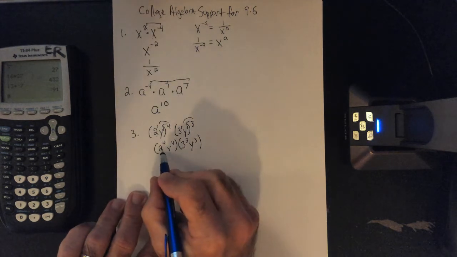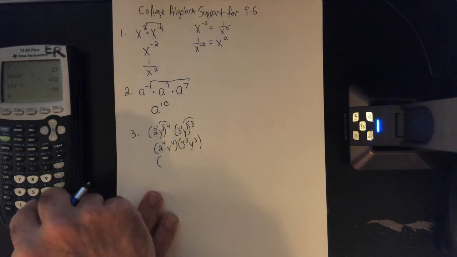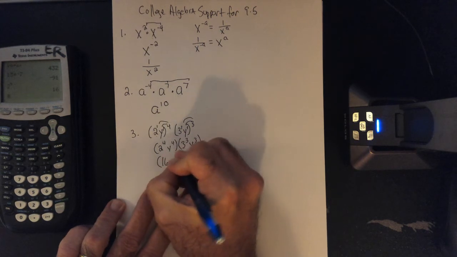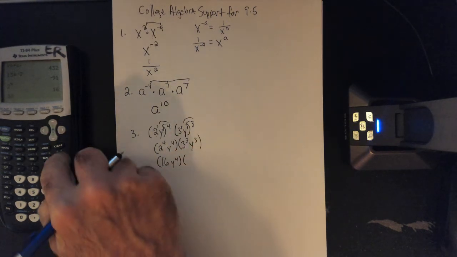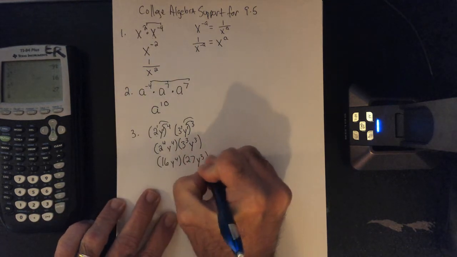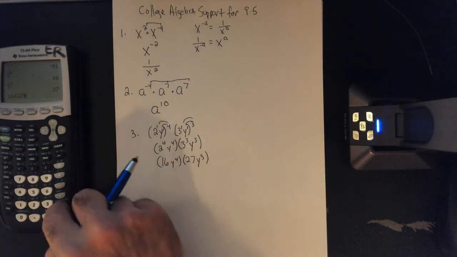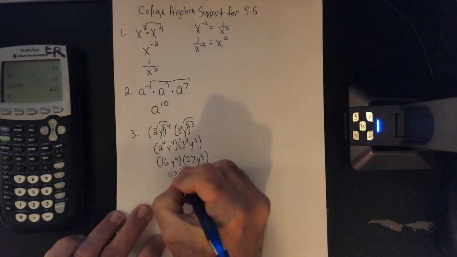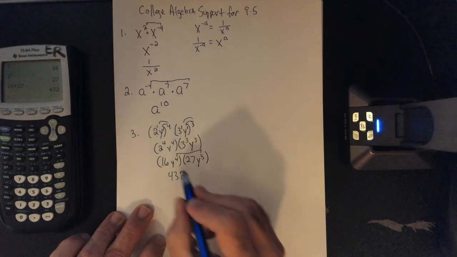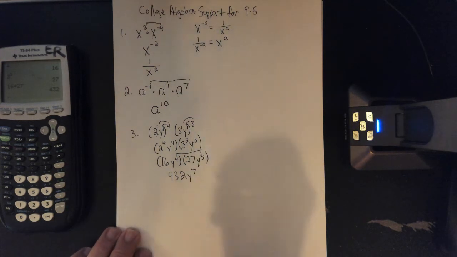What I would do next is figure out what the numbers actually equal. 2 to the 4th equals 16, so you've got 16y to the 4th. 3 to the 3rd equals 27, so you've got 27y to the 3rd. Now, multiply the numbers: 16 times 27 equals 432. And when you multiply the y times the y, you add those exponents. 4 plus 3 is 7, so you get y to the 7th. Final answer.